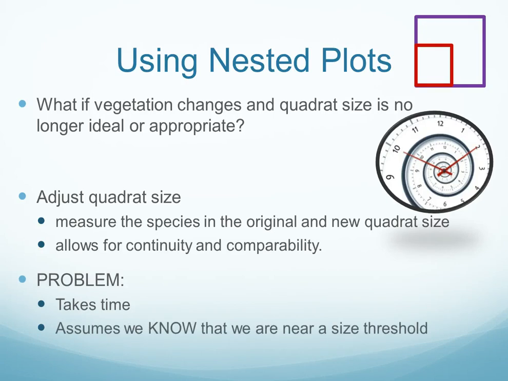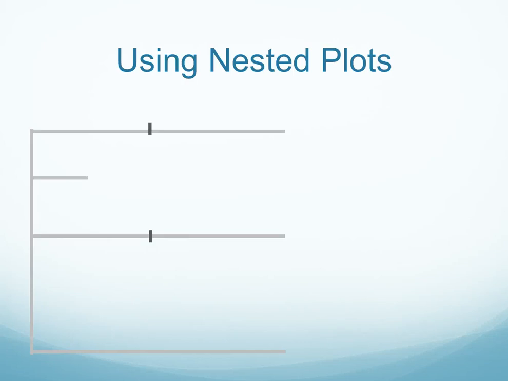First of all, it does take time, and it also assumes that we know that we are near a threshold size for a species and that we would measure it with two different size quadrats out in the field. Oftentimes, we aren't going to know that we've recorded a frequency in one of those extreme ranges below 10% or above 90% until after we've taken the data and gone back to the office. So how can we deal with this?